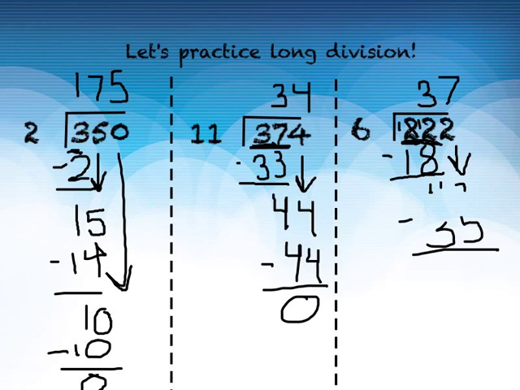6 times 7, did you catch my mistake? 6 times 7 is not 35. 6 times 7 is 42. So I had 42 here when I subtracted, and now I have 6 times 7 is 42, and it actually fits perfectly. 42 minus 42 equals 0. So 222 divided by 6 equals 37.